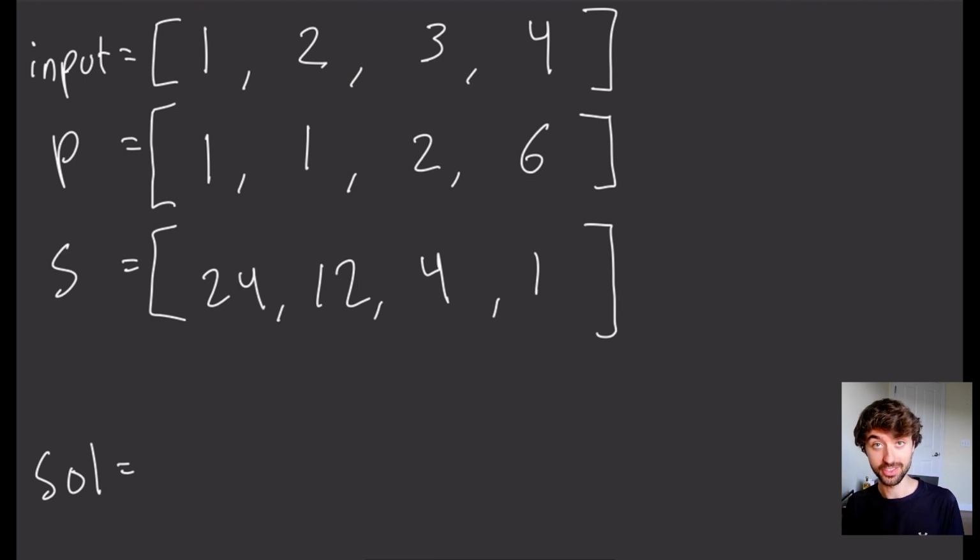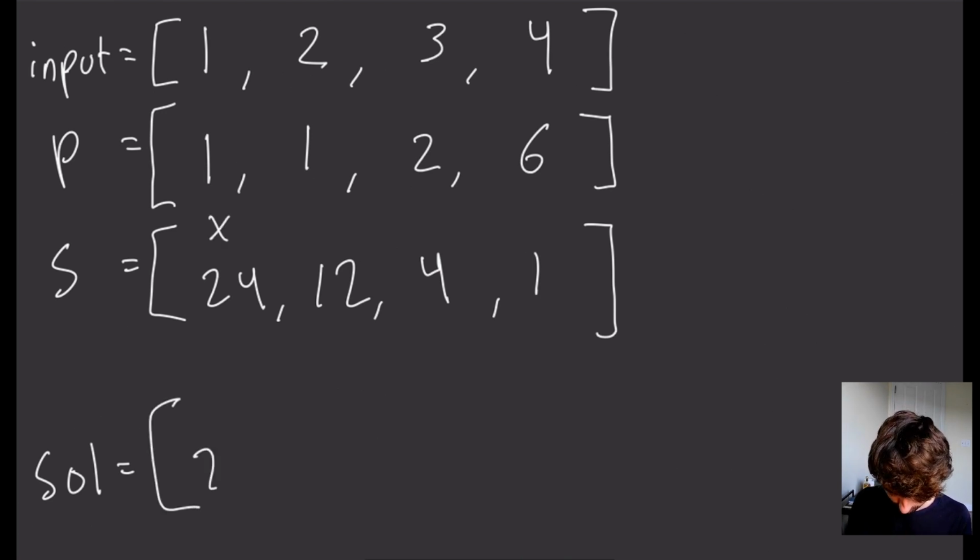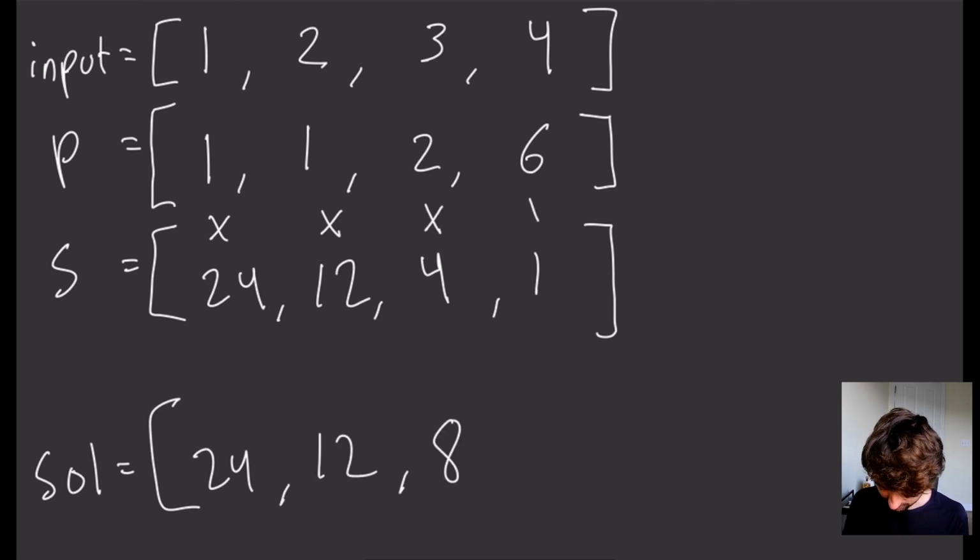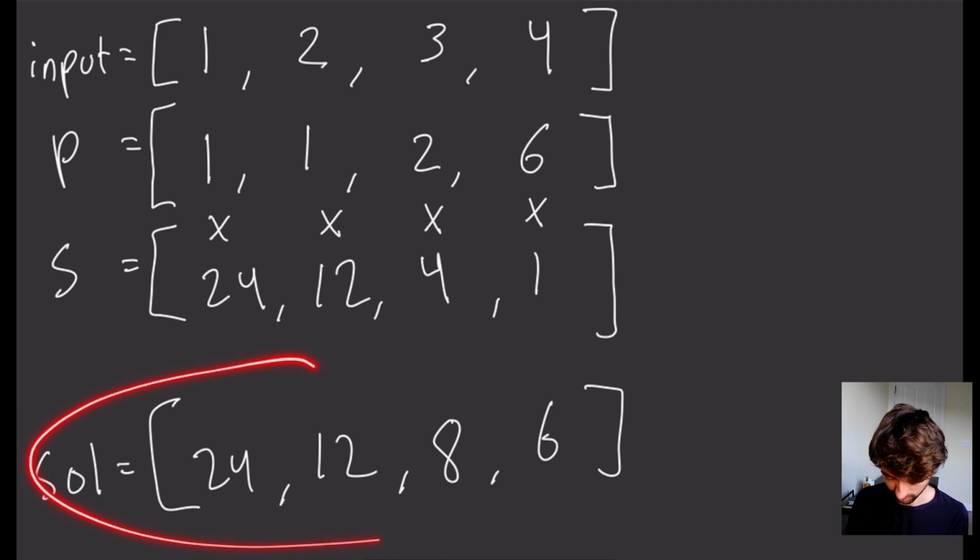And if you notice, like I said from the start, if we take the prefix and suffix of any position and multiply them together, we should get our solution. So here we just multiply together 1 times 24, which gives 24, 1 times 12, which is 12, 2 times 4, which is 8, and 6 times 1, which is 6. And this right here is the final solution that we want.